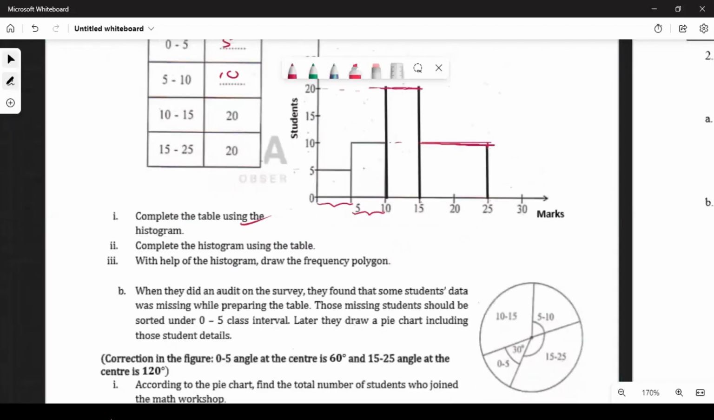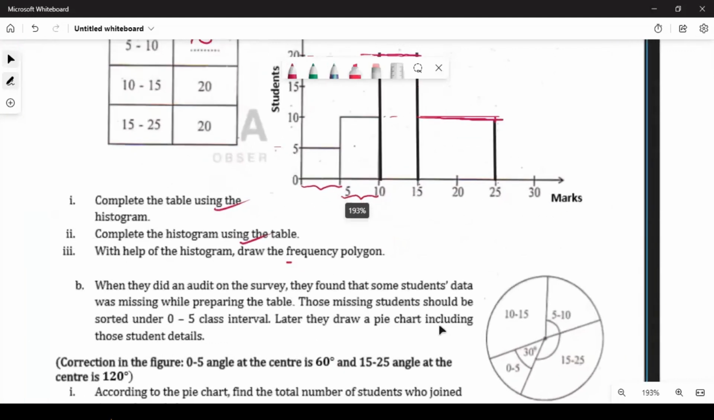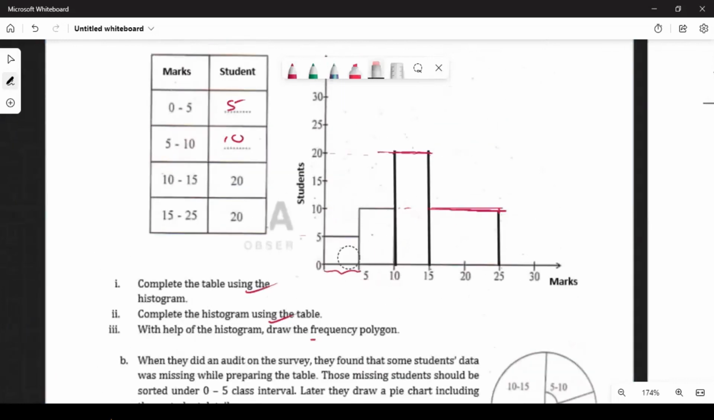Complete the histogram using the table. Done. With the help of the histogram, draw the frequency polygon. Now they want us to draw the frequency polygon. How to draw the frequency polygon? Listen, if you want to draw the frequency polygon, from this side, take a space on the negative side. Do not mark negative values. Just take the size. That's enough. Okay.